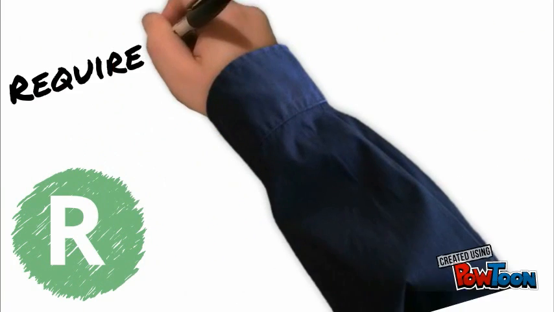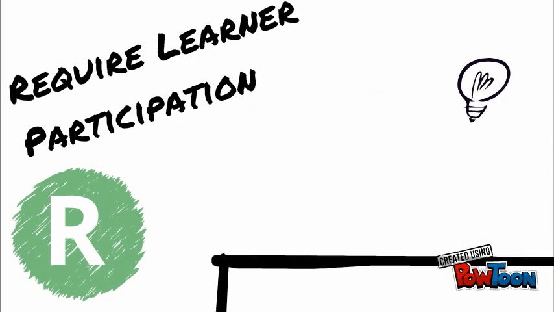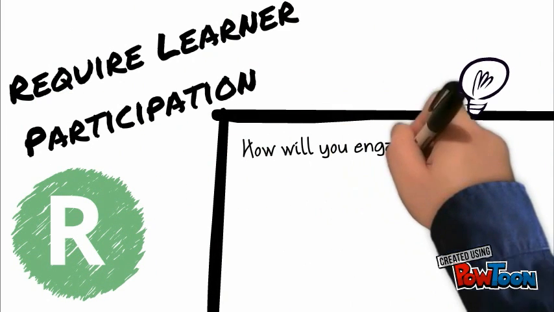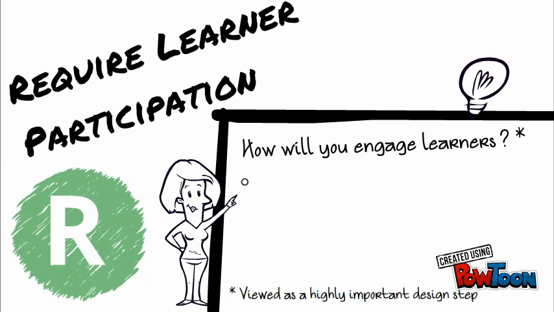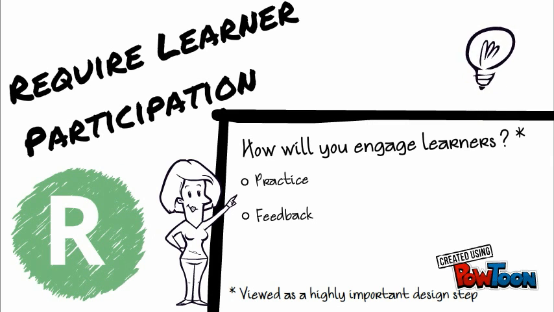R stands for Require Learner Participation. In this step, you look at how to engage your learners. I do want to note that Hynek, Melenda, Russell, and Smaldino view this step as highly important. During this step, you should look at how students will practice and how you will give and get feedback.